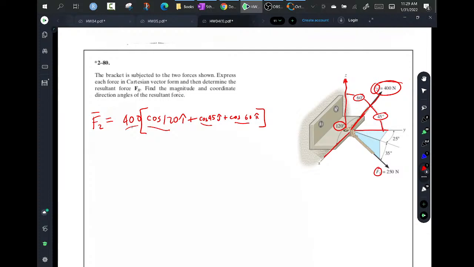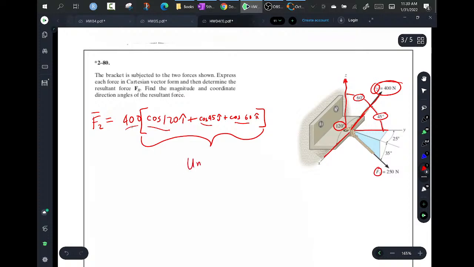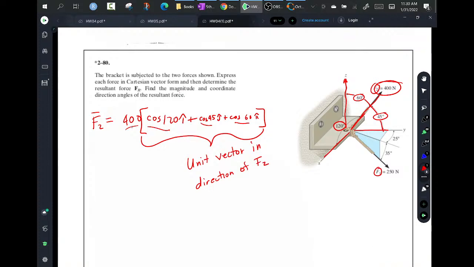So in fact, this is the unit vector in, I'm writing it down because I've verbally said it in a weird way. Unit vector in the direction of F2. Now let's just take a minute and prove that it's a unit vector.